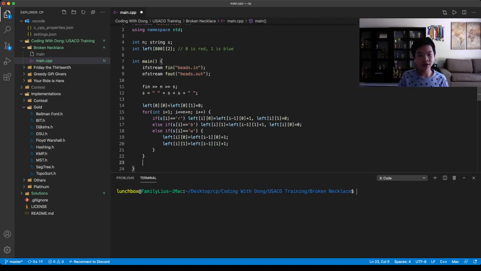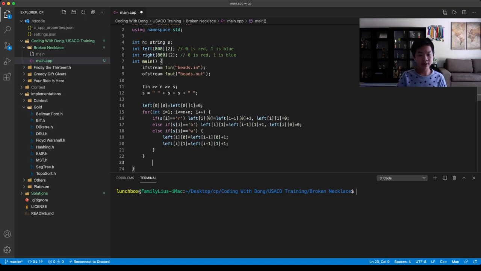So now we need to calculate our right. Let's just initialize it the same, so int right, 802. Again, 0 is red and 1 is blue. And this applies to the second dimension of the array, not the first one. The first one is the character you're currently on.